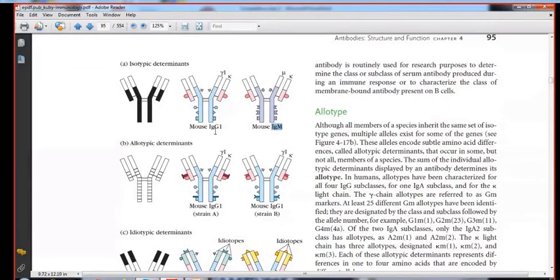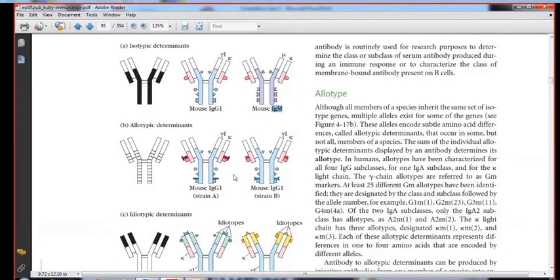If we take mouse IgG1 and compare it with human IgM, or say human IgG1, mouse IgG1 and human IgG1, they are anti-isotypic determinants to each other. But if I compare two similar antibody molecules of the similar origin, say mouse IgG1 with mouse IgG1, but the only difference is that one is taken from strain A and the other from strain B, you can see the constant regions are so similar, but at one or two positions there may be some variation in the amino acid sequence, and this is known as the allotypic determinants.